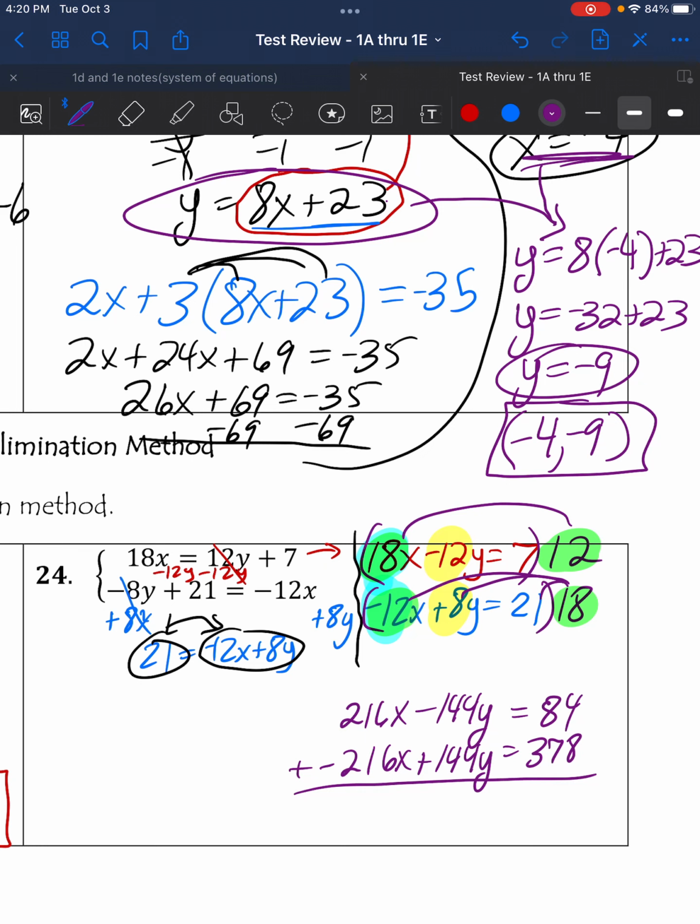All right, on the left side, looks like we got a lot of elimination going on. 216x plus negative 216x is 0. Negative 144y plus 144y is 0. And we got 378 plus 84 is 462. 0 does not equal 462. That doesn't make any sense. If it makes no sense, then mathematically it has to be no solution.